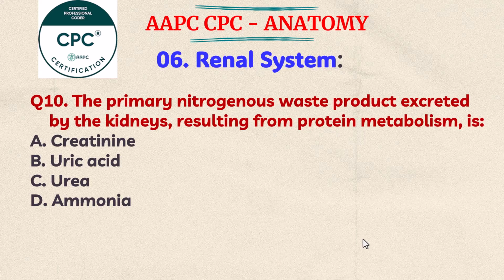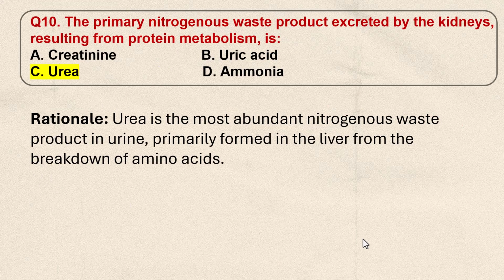Question number 10. The primary nitrogenous waste product excreted by the kidneys resulting from protein metabolism is A. Creatinine, B. Uric acid, C. Urea, D. Ammonia. Think the answer. The correct answer is C.